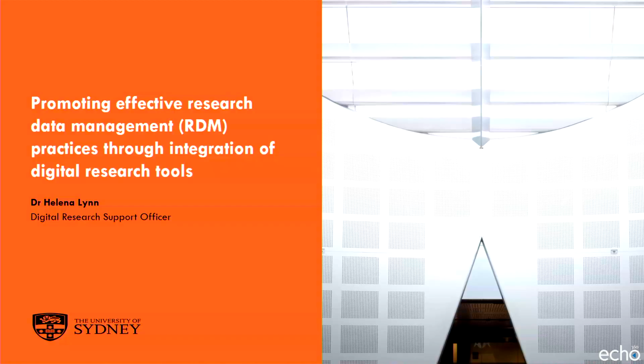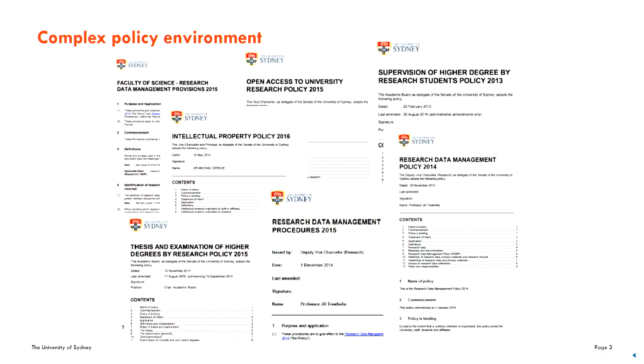So I'm a digital research support officer at the University of Sydney. A researcher coming into the University of Sydney is faced with a few different issues regarding their research data management. The first is a very complex policy environment. These are just a few of the policies that govern the research data management space. As a researcher trying to navigate this, how do they actually find the right pieces of information to convey to them what they're supposed to be doing around their research data management?